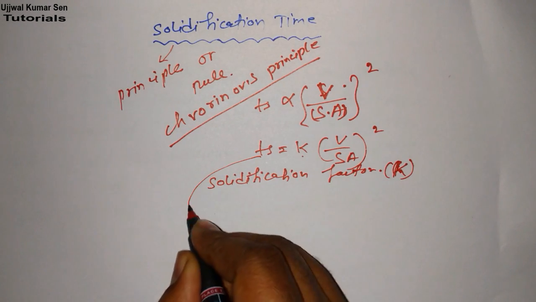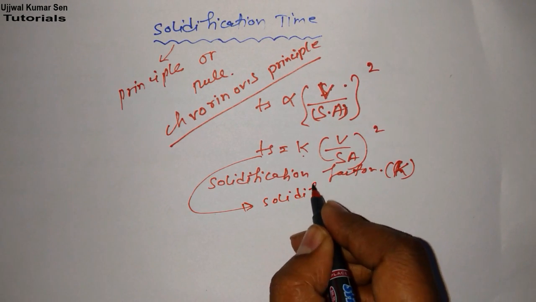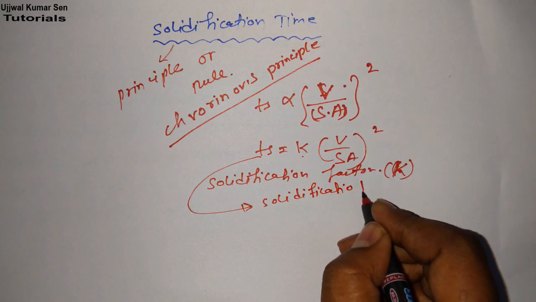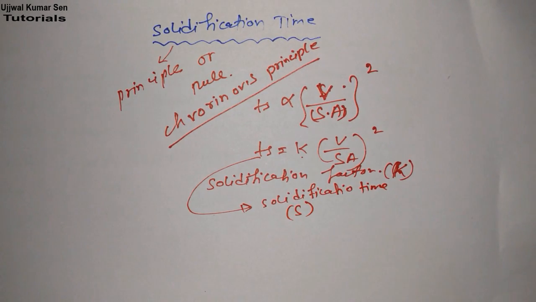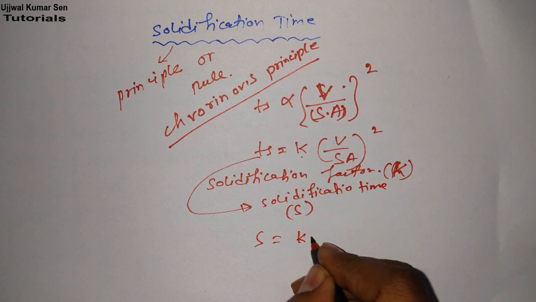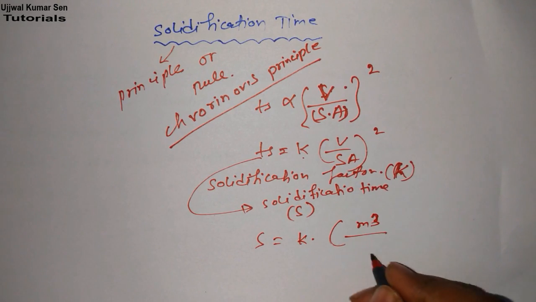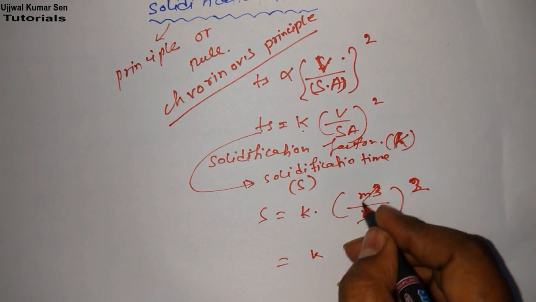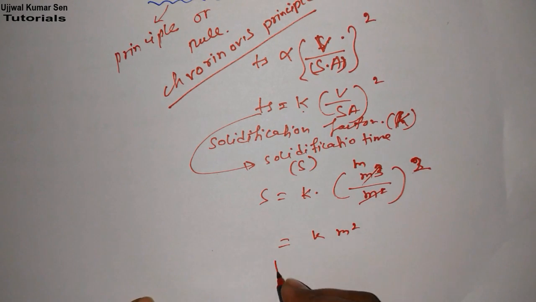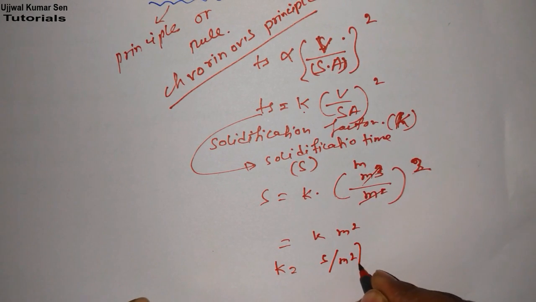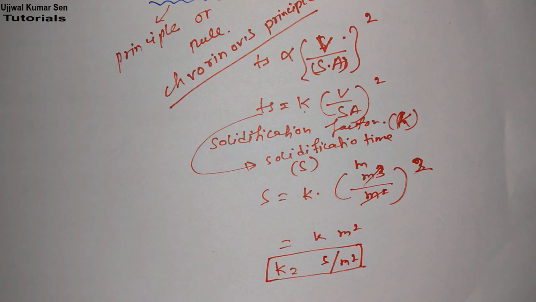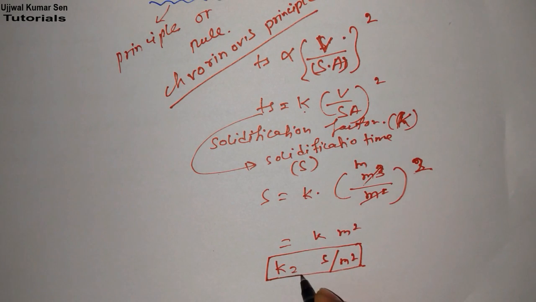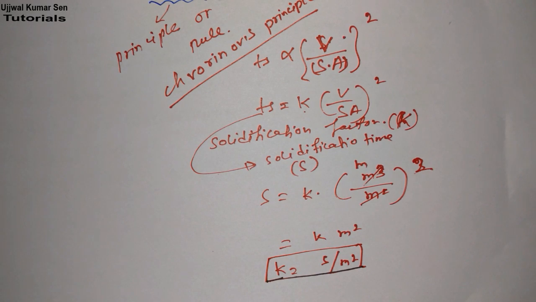This is the solidification time, that means in seconds if you're talking about the SI unit. K, leave it. Volume, meter cube. Surface area, meter square. So m cube by m square, one cancels, m would be remaining, so it is m. Then K is equal to second per meter square. So the unit of K is second per meter square. Remember this. I hope you got its unit, right?